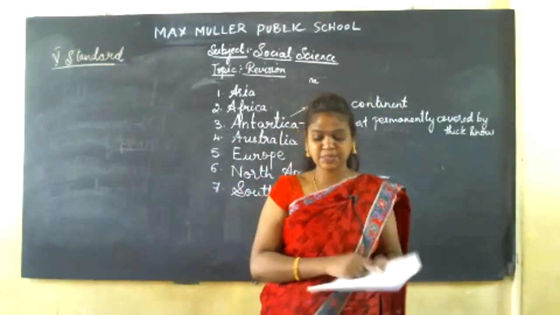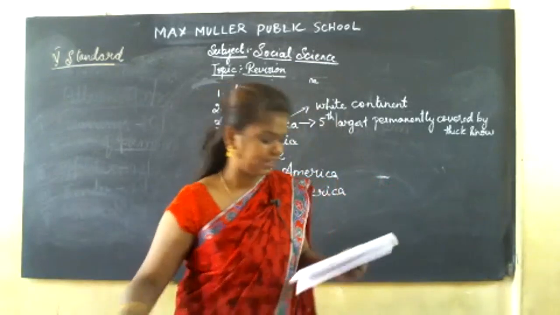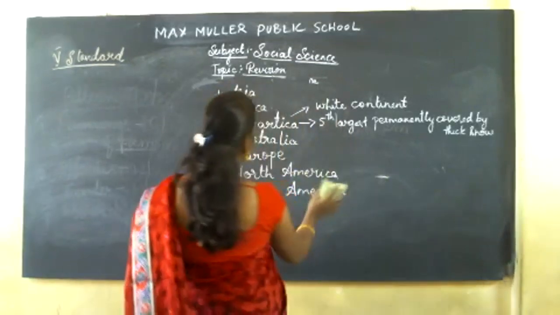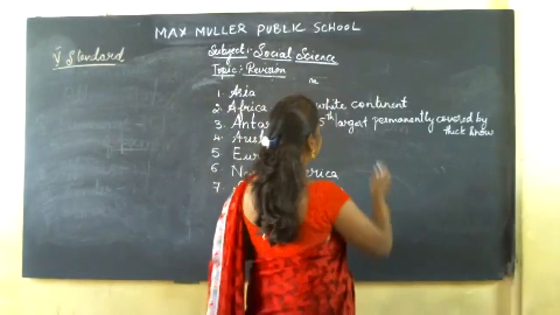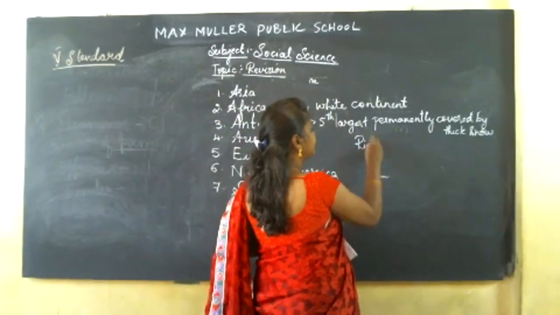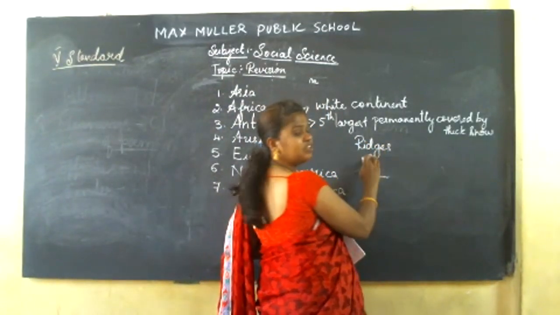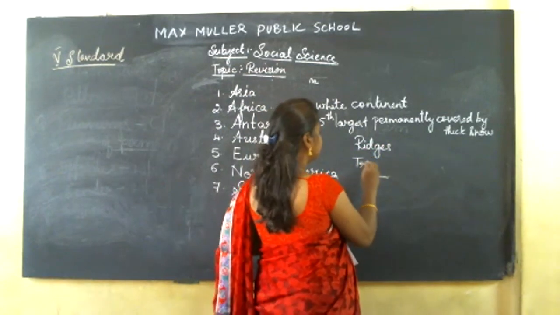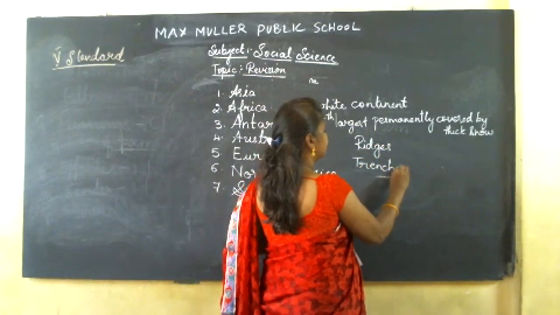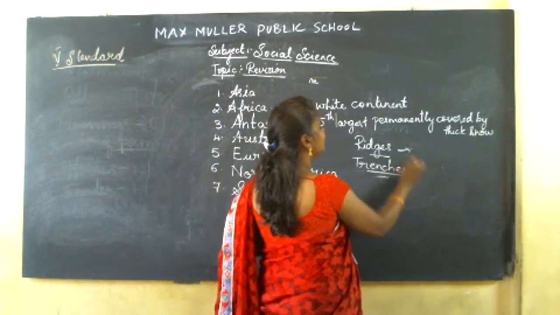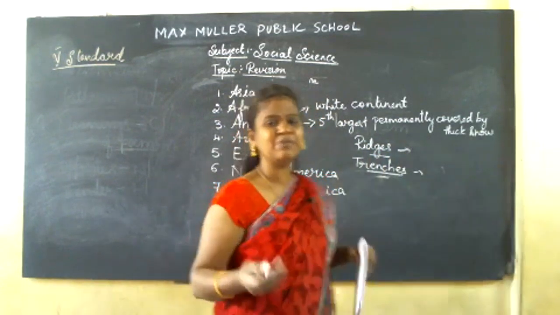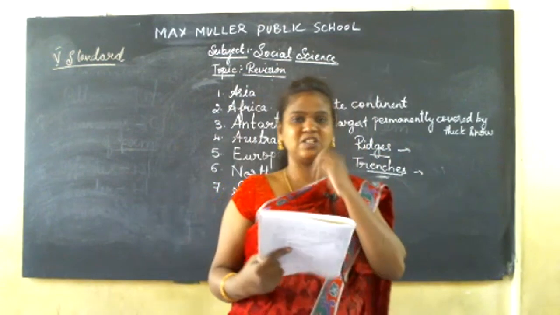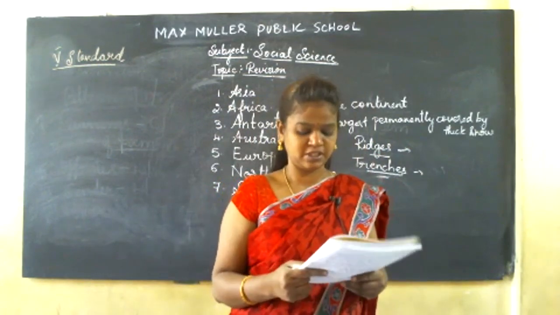Third one, explain ridges and trenches. So children, what do you mean by ridges and trenches? R-I-D-G-E-S, ridges. Next one is trenches. So now let us know the meaning of ridges and trenches. So this is the question which I have asked you here.